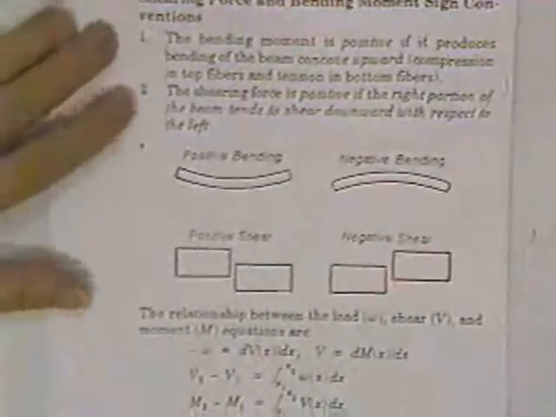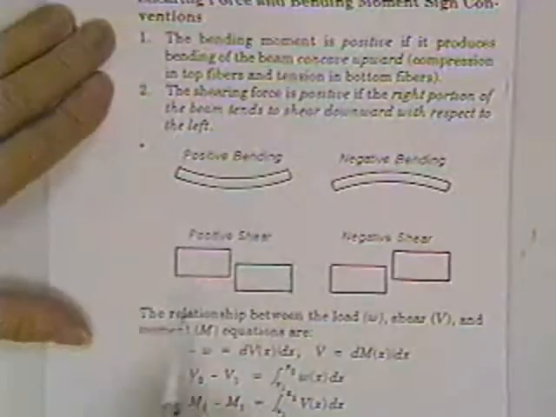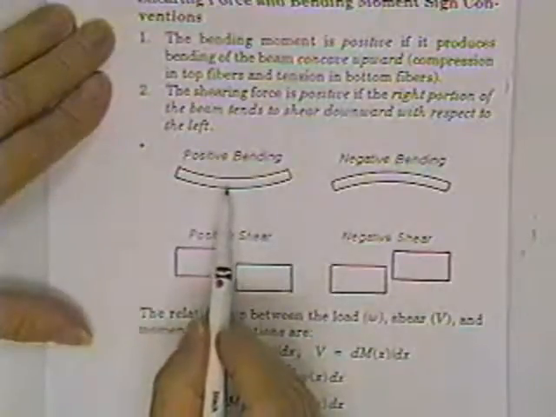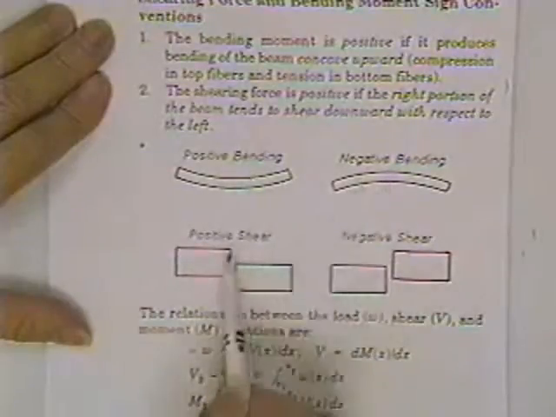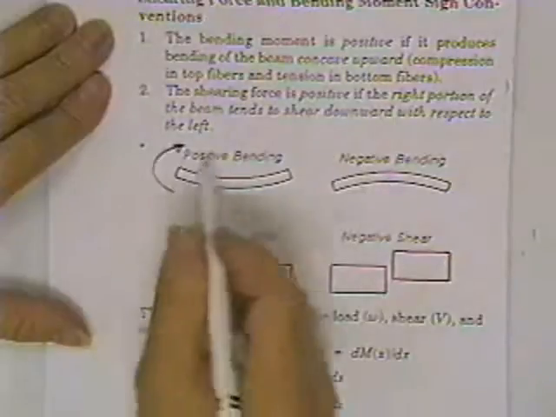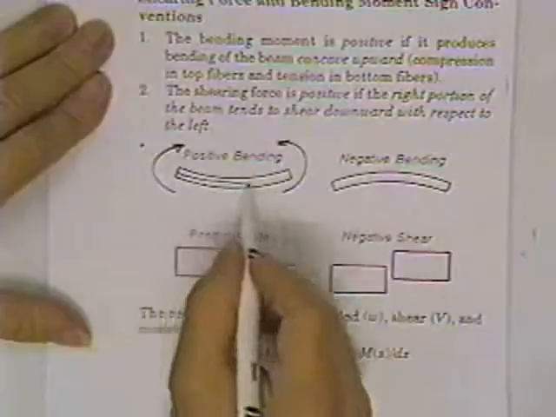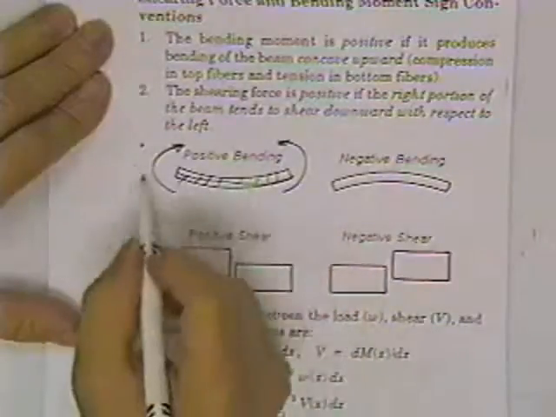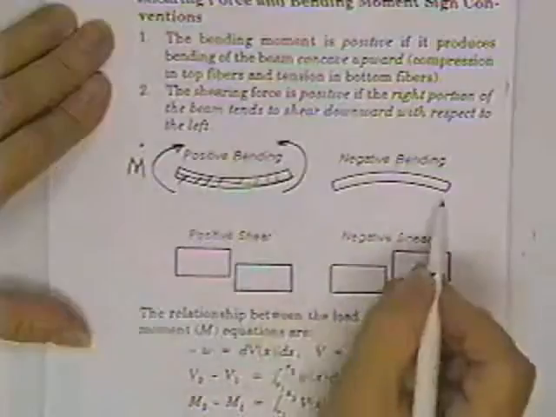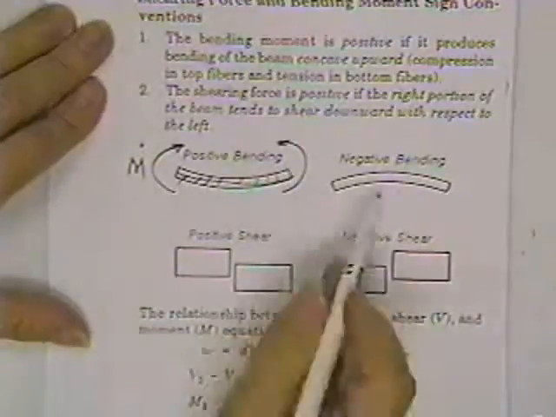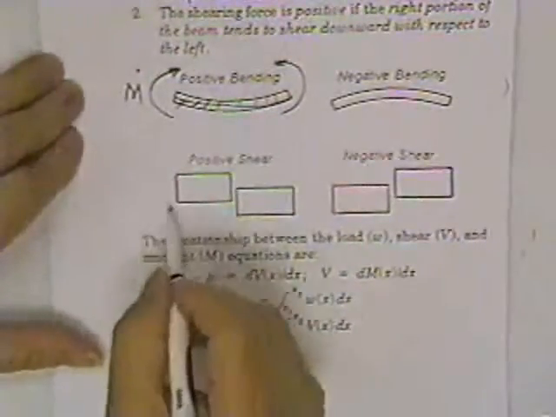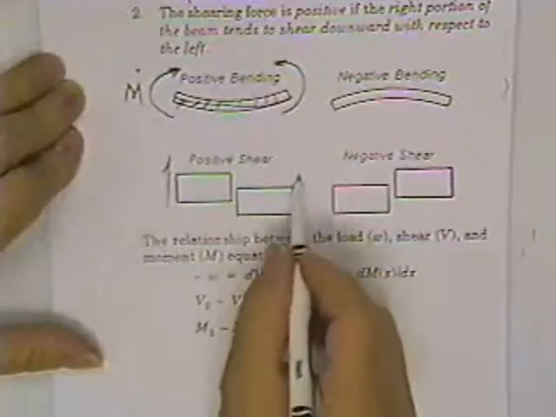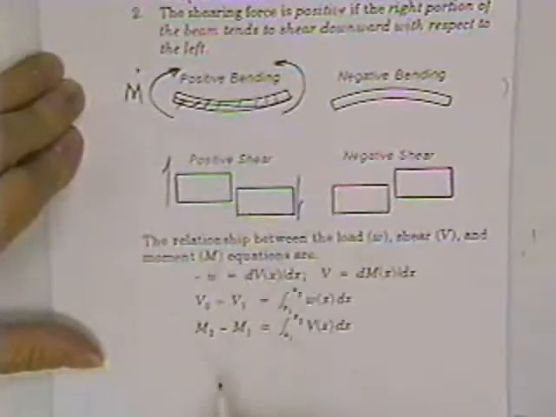You need a sign convention, and your reference manual and many books decide to use this as the sign convention for positive bending moments, and this is for negative bending moments. So if your beam is bent into a smile, it's got positive moments on the ends. If it's bent into a frown, it's a negative bending. You can check a sign convention by looking in the reference manual. Positive and negative shear, if one side tends to go up and this side tends to go down, that would be positive shear.